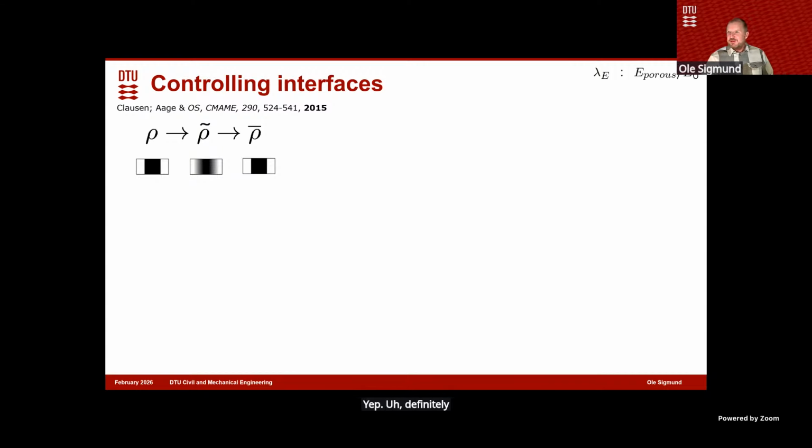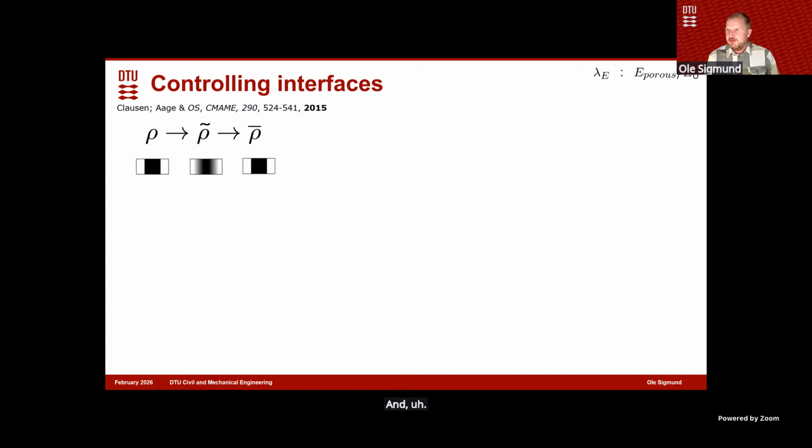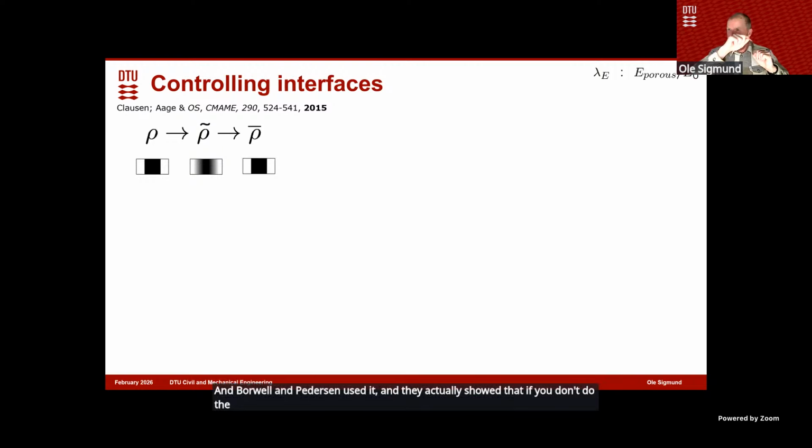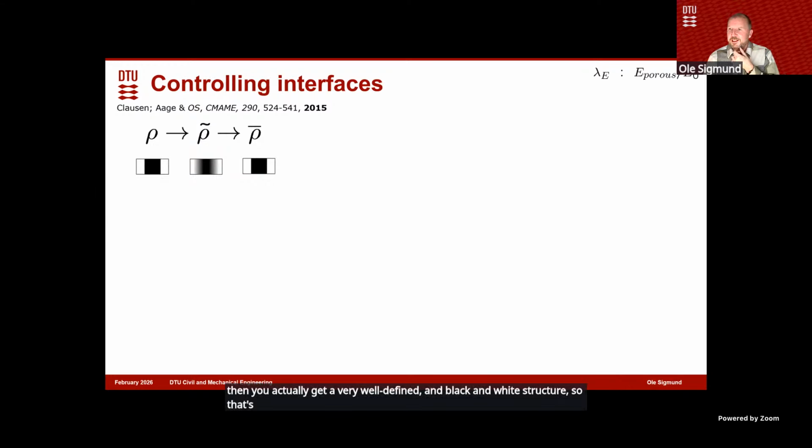Definitely. So that's actually one of the oldest tricks. I think Grégoire Allaire used it to get homogenization results with black and white. And Borval and Pedersen used it, and they actually showed that if you don't do the penalization just rho times 1 minus rho, but you do rho filtered times 1 minus rho filtered, then you actually get a very well-defined black and white structure. So that's a very powerful way.